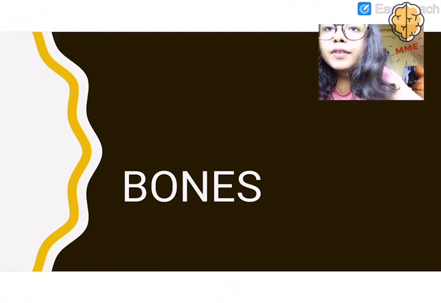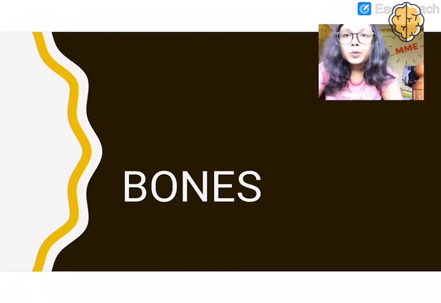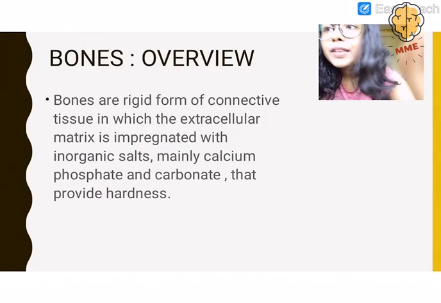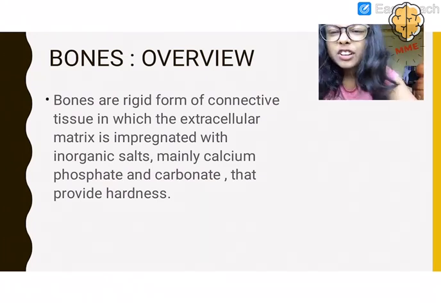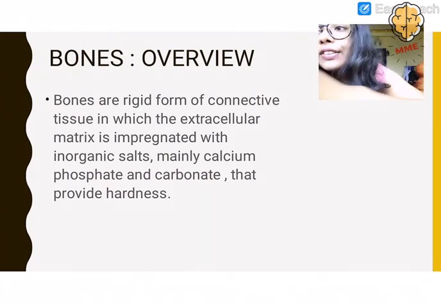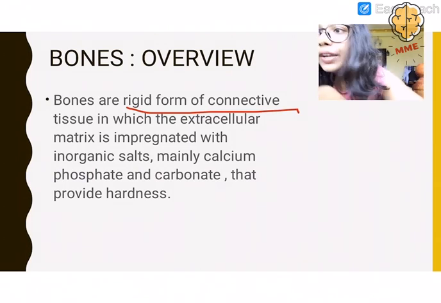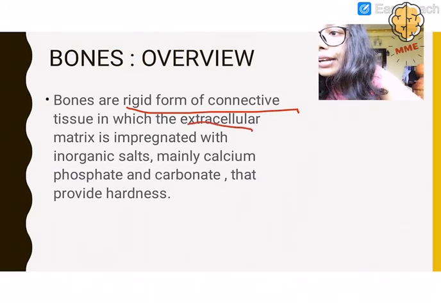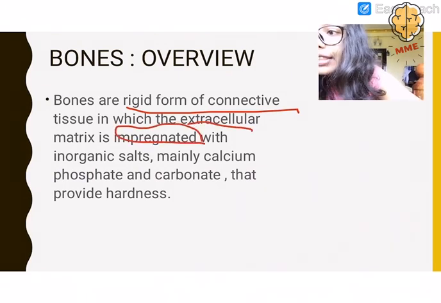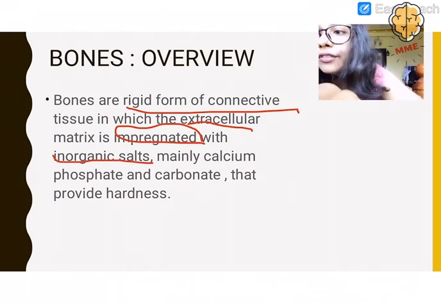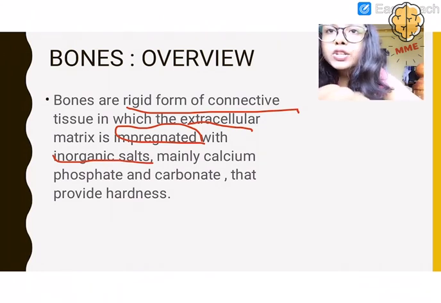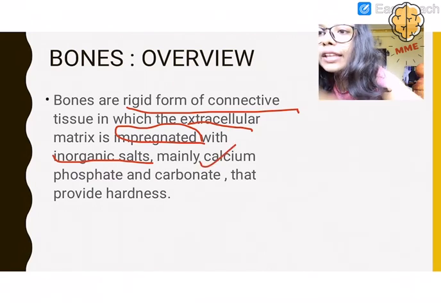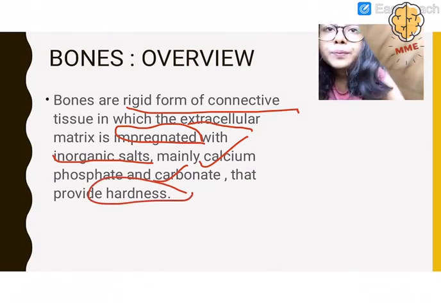Now, very quickly coming to the bones. So coming to the bones, first of all, bones overview. These are the rigid form of the connective tissue, in which the extracellular matrix will be impregnated with inorganic salts. And which salt? The very important salt is actually calcium hydroxyapatite. Okay, here in simple terms, I have written calcium phosphate and carbonate, which will provide hardness to the bone.